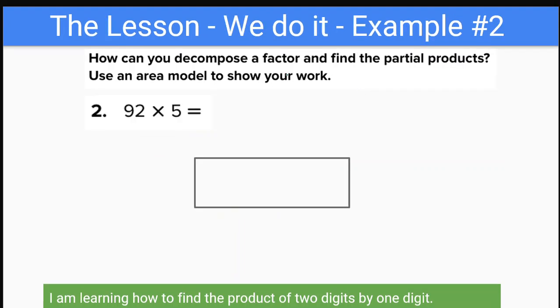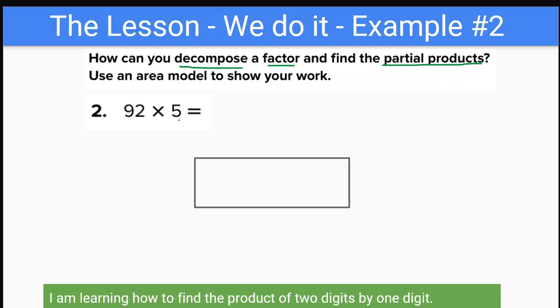All right, next problem. It says, how can you decompose, that means break apart, a factor, that's a factor times a factor equals a product, and find the partial products, those are parts of products, and then you add them together to get the whole product. Use an area model again to show your work. Well, this one says 92 times 5. Now they put the 5 second, but that doesn't matter. You can put the 5 first.